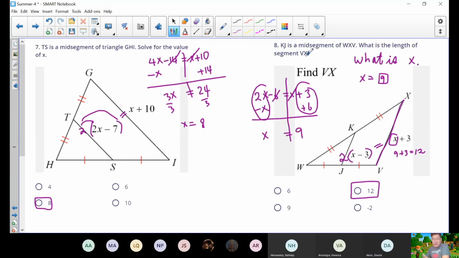So remember this one, it's not just asking for the x value. Once you get the x value, you can do this. Okay. All right.